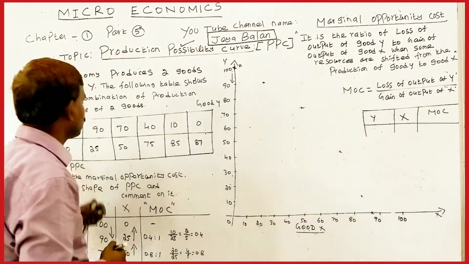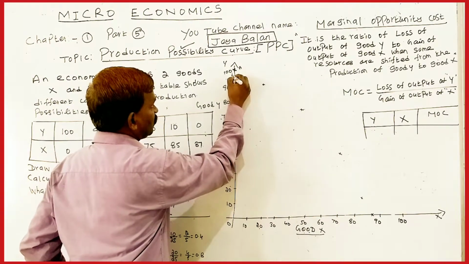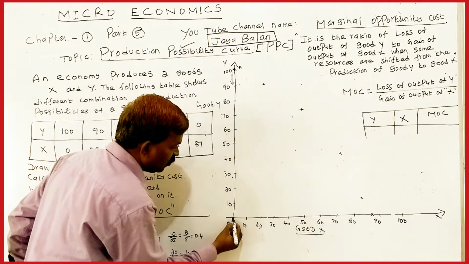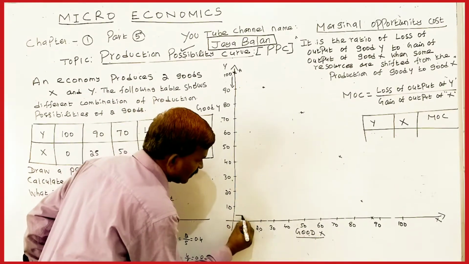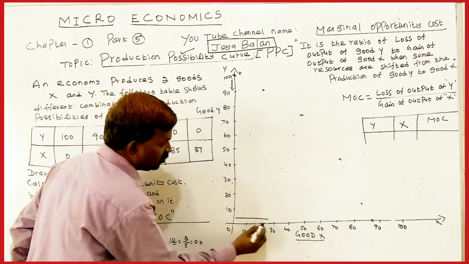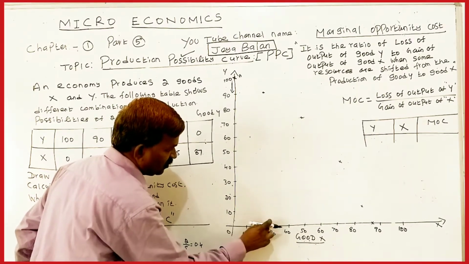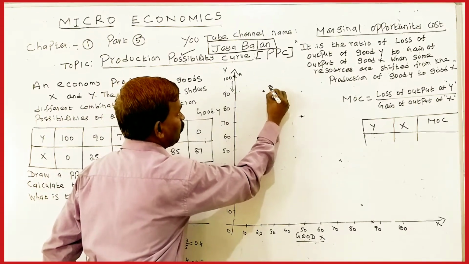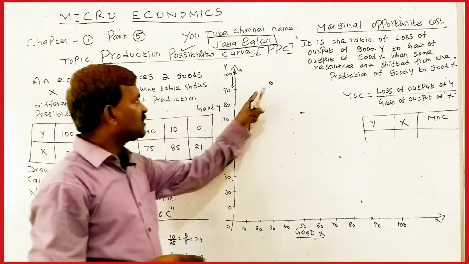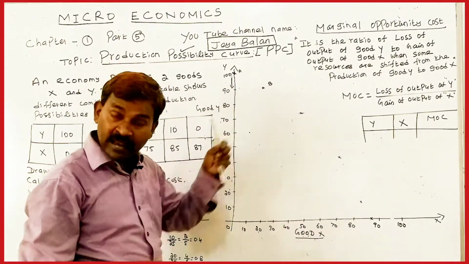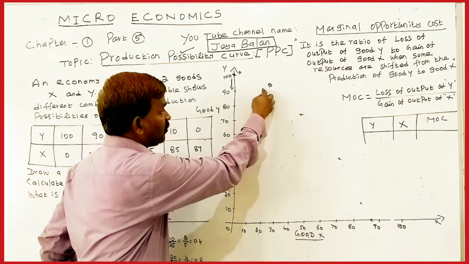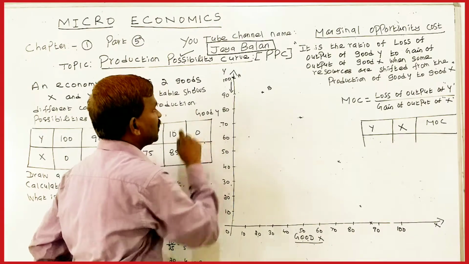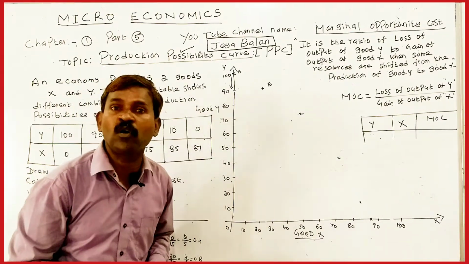Now you see the second combination. The production of good Y decreases from 100 to 90. Therefore, the production of good X increases from 0 to 25. So, vertically 25, horizontally 90. This is marked as point B. What does this point B indicate? Point B indicates that the economy is able to produce 25 units of good X and 90 units of good Y. This is for the second combination.